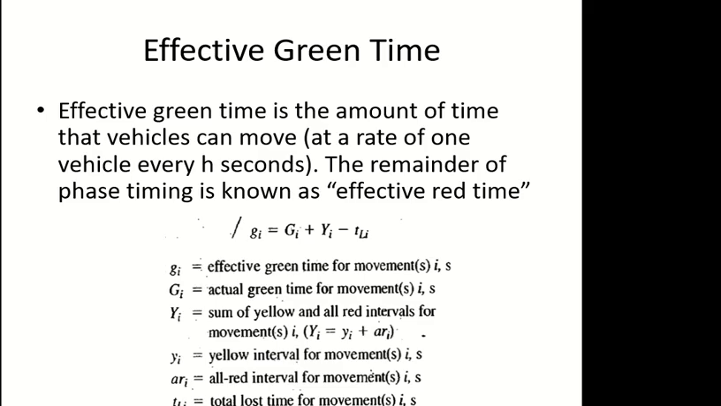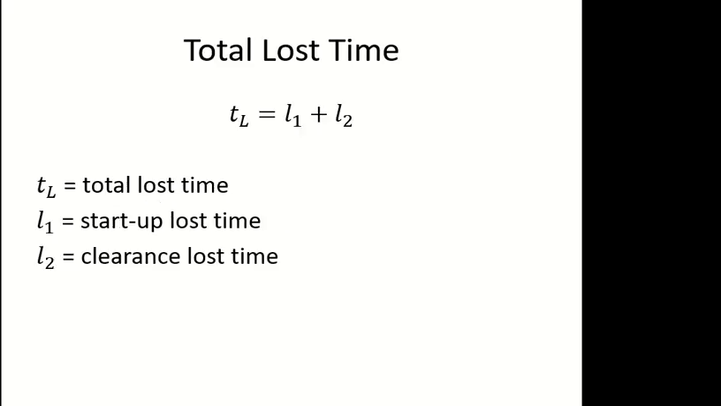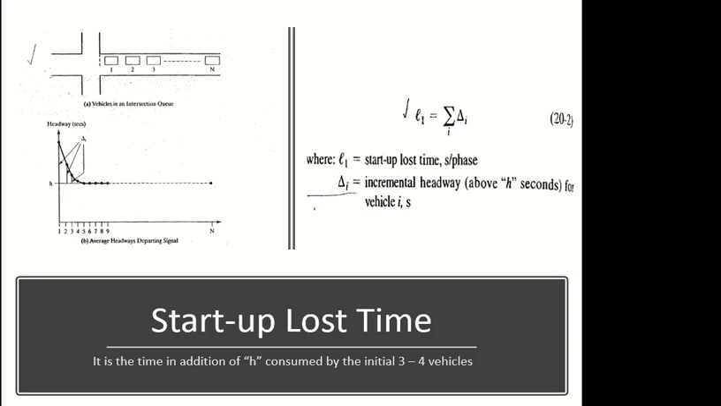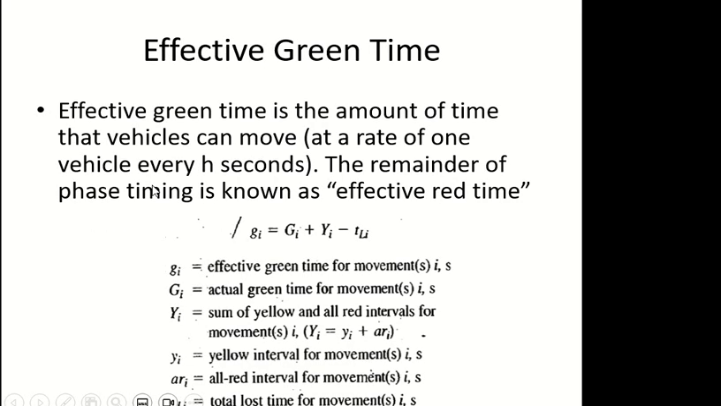Okay, so we have a phase time, green plus yellow plus all red phase. Subtract L1 and L2. L1 is startup loss time, L2 is clearance loss time. You subtract them both, you get effective green time. Now if you remember, after startup loss time, vehicles are moving at saturation headway. Startup loss time was before saturation, right? Before the minimum. So in effective green time, the headway between the vehicles is equal to saturation headway, the minimum.